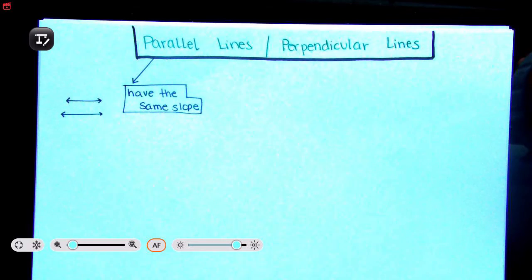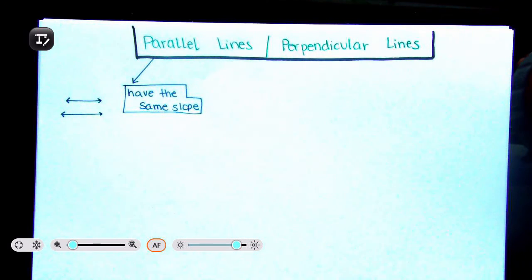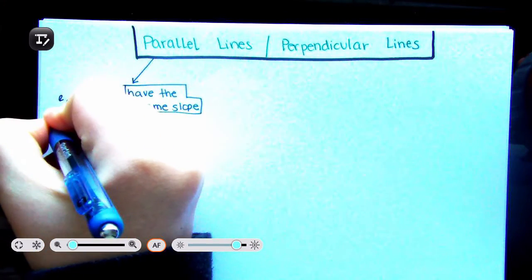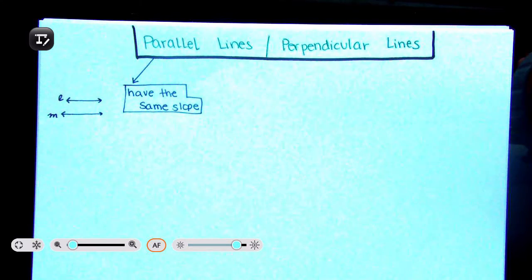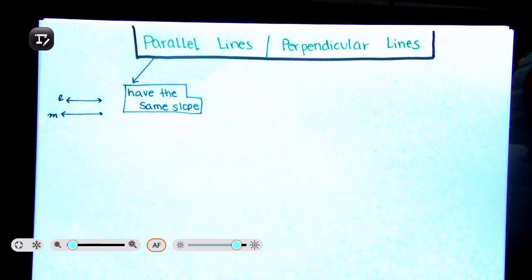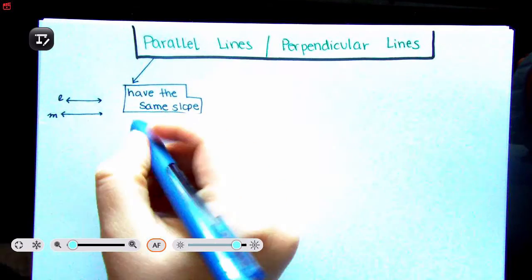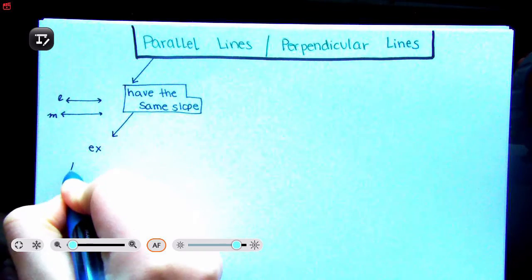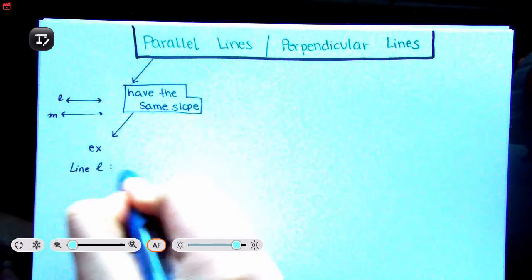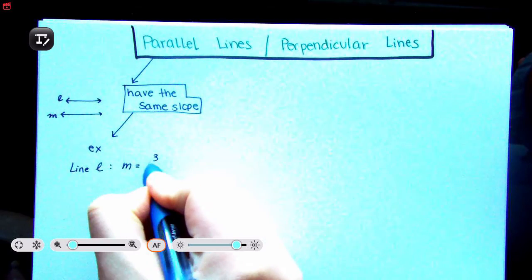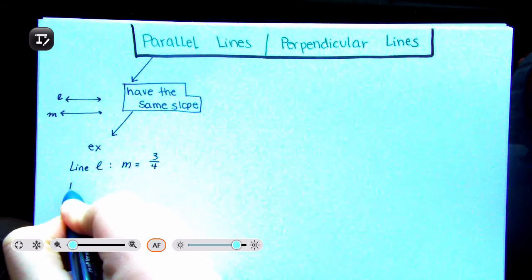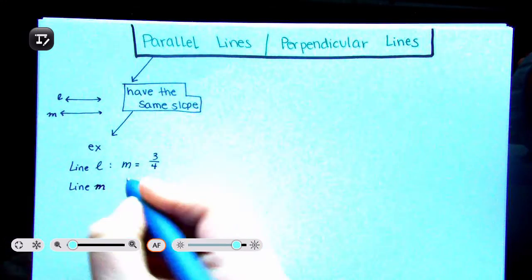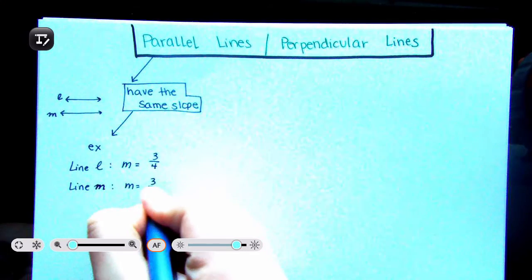Now let's talk a little bit more about parallel lines. For example, let's call this line L and line M. Remember, the way we name lines is with cursive, lowercase letters. So for example, if line L has the slope of 3/4, then line M, that's a cursive M, would also have the slope of 3/4.